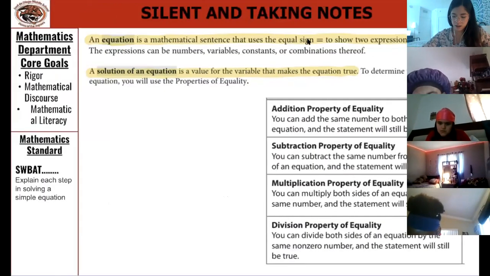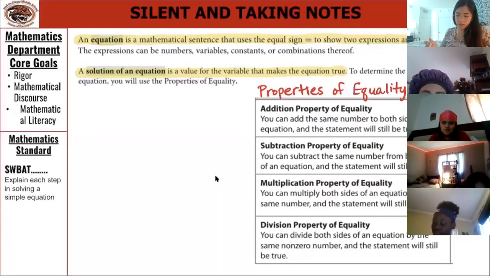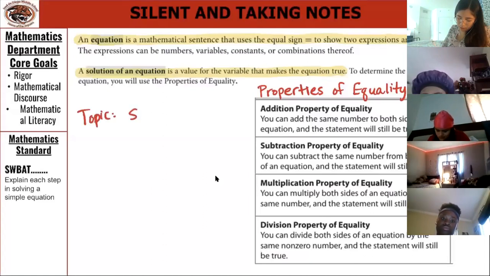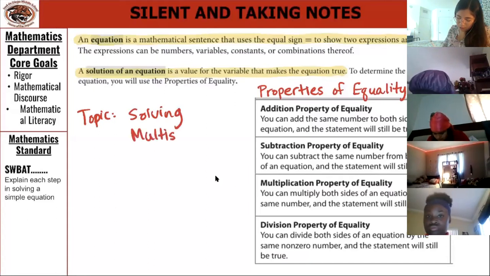Move this over. Oh, my screen just froze for some reason. So I'm just going to stop sharing and then share again because for some reason it stopped sharing. I was writing stuff down and you can't even see it. Try that again. There we go. Okay. So the topic of the day was solving multi-step equations.